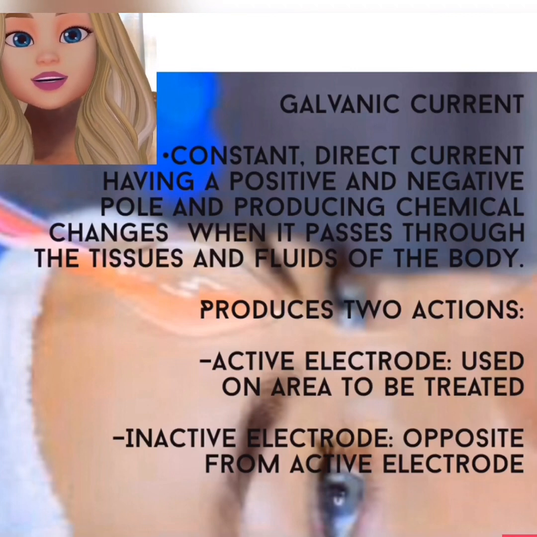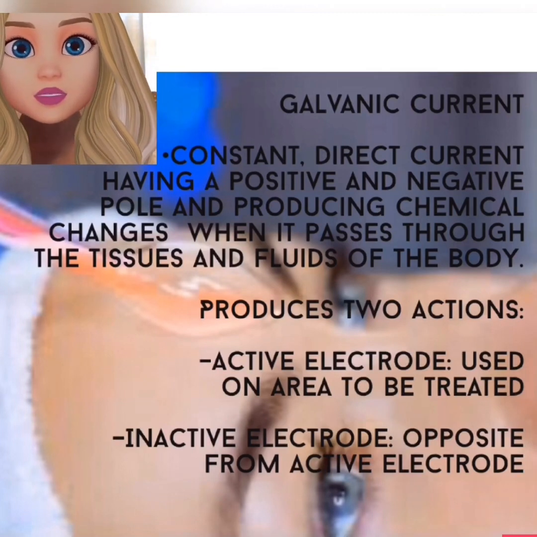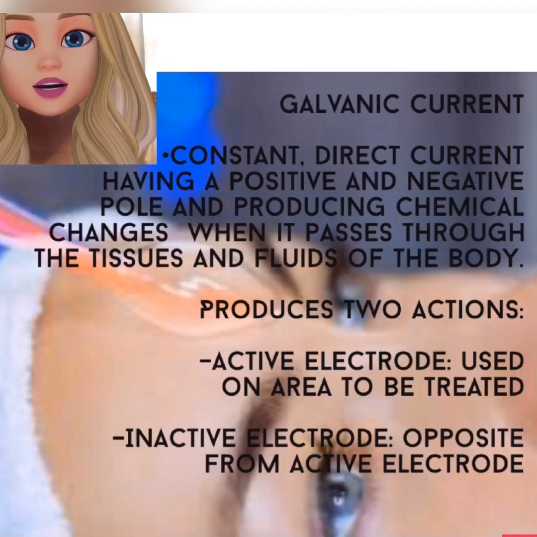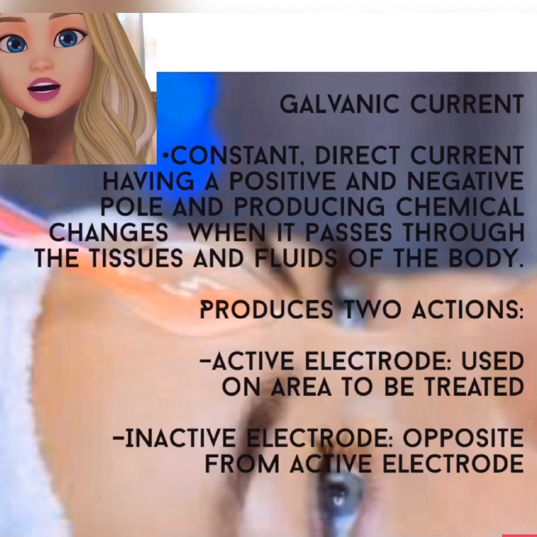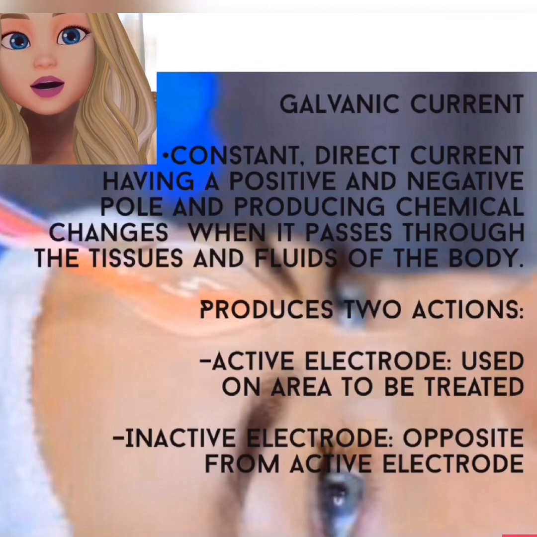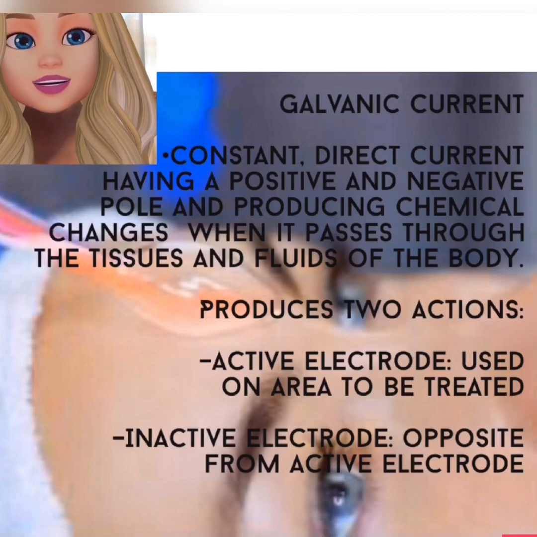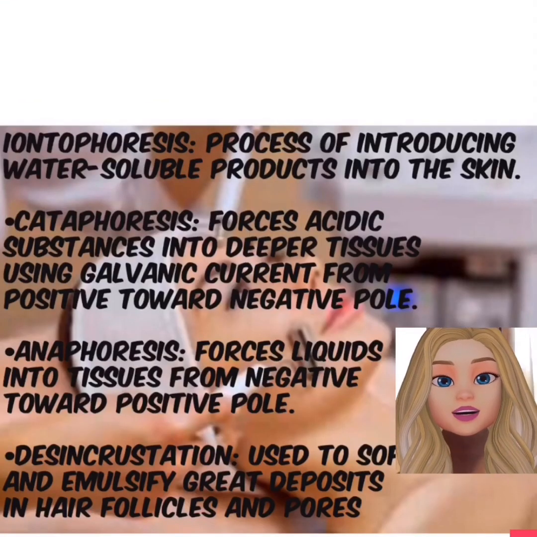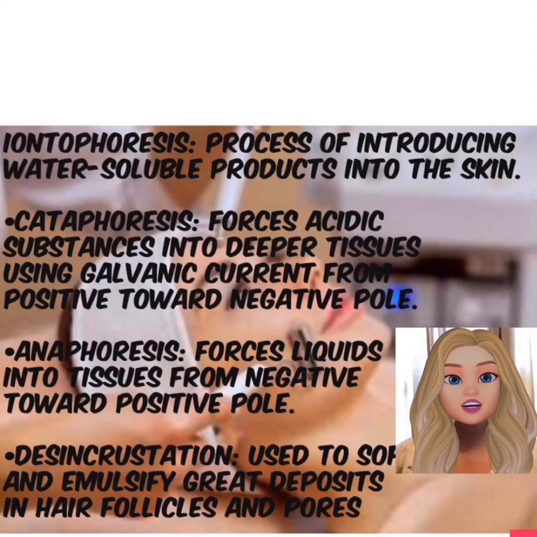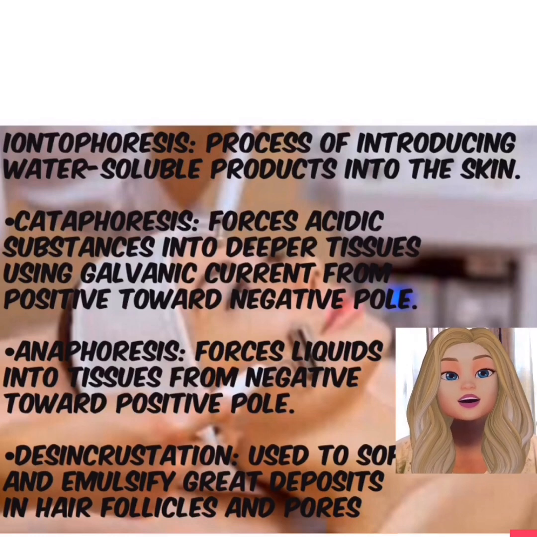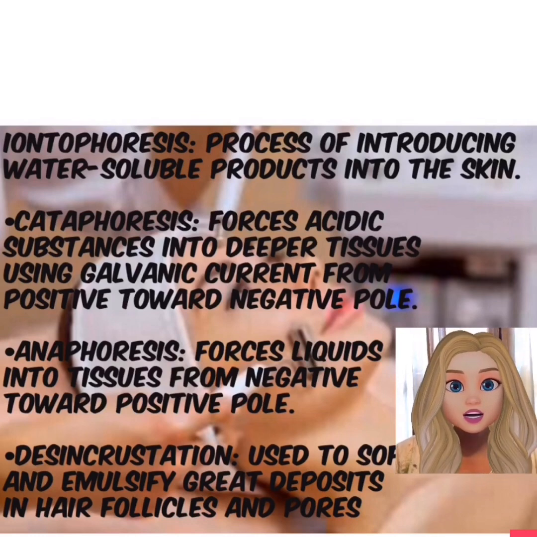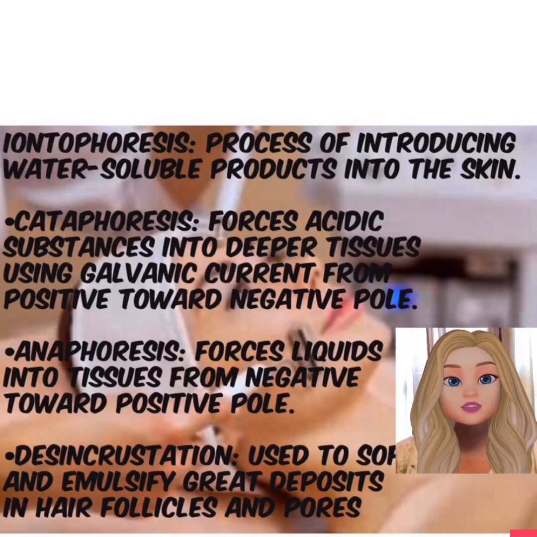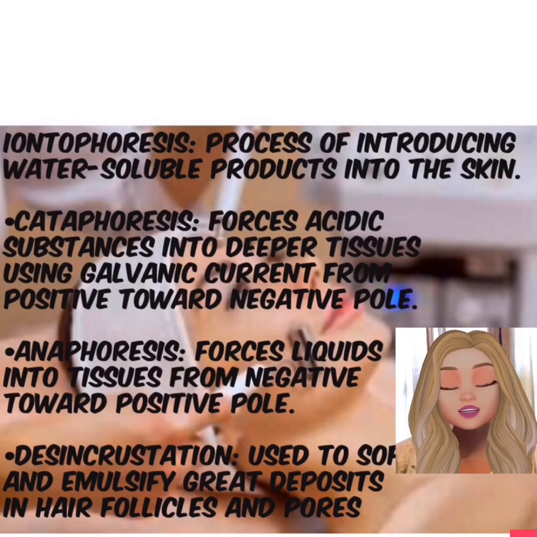The effects produced by the positive pole are the exact opposite of the ones produced by a negative pole. Galvanic current is used to infuse water-soluble products into unbroken skin, and the scientific term for that process is called phoresis. Iontophoresis is the process of introducing water-soluble products into the skin with the use of an electric current, such as the use of the positive and negative poles of a galvanic machine.